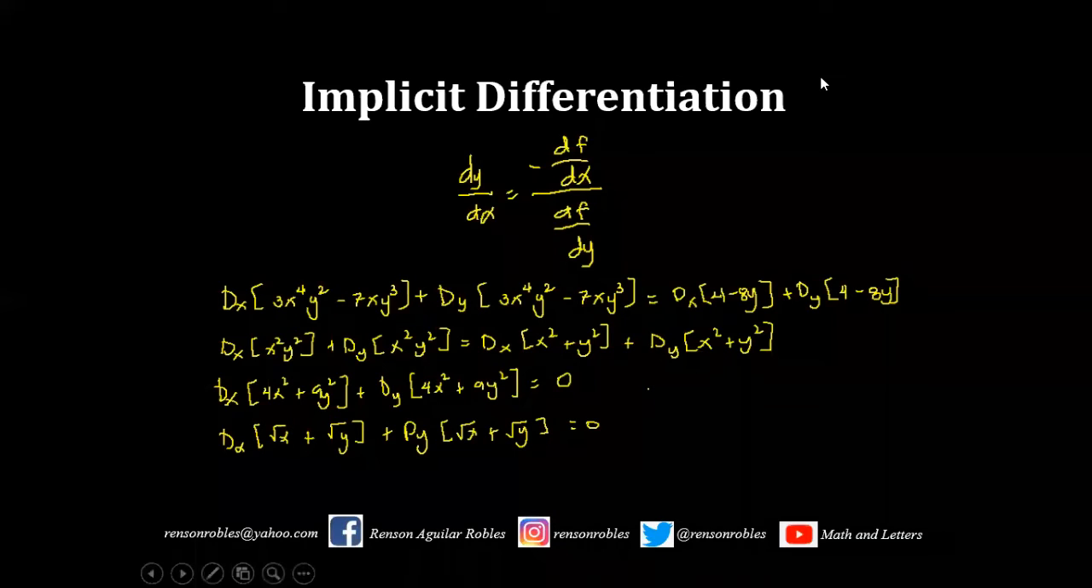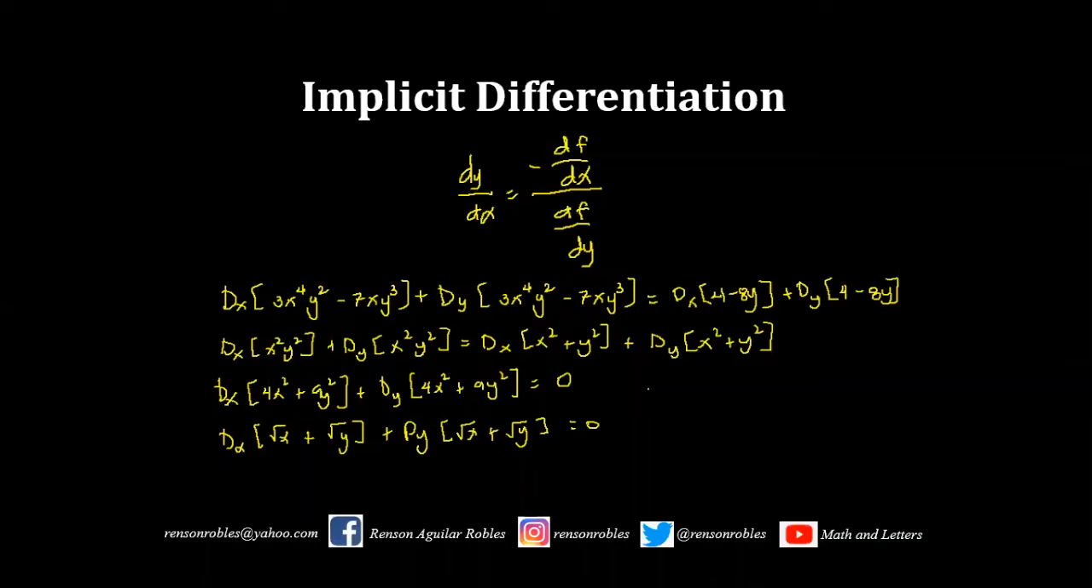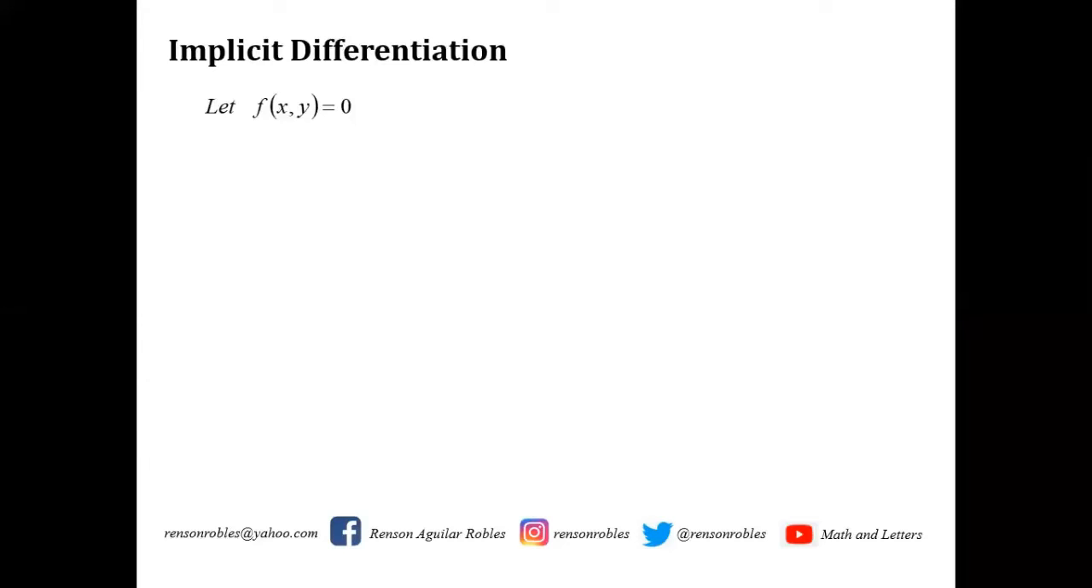Hello everyone, and here's another video on the derivatives of algebraic functions, and this time we shall talk about implicit differentiation. So implicit differentiation is a method used to find the derivative of an implicit function of the form f of x, y equals 0. An implicit function is a function whose dependent and independent variables are mixed up.